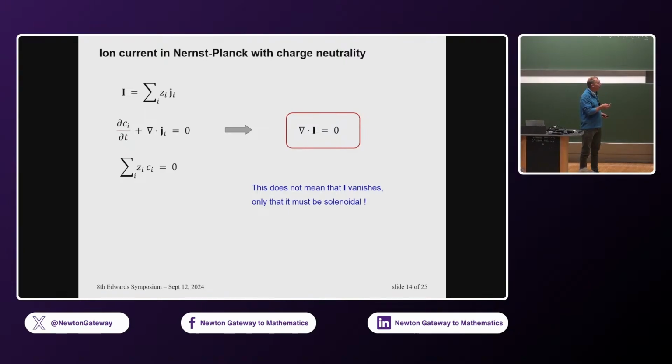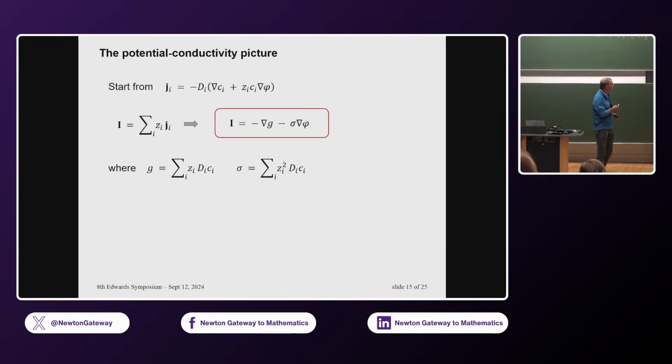We can construct the ion current. It's just a weighted sum of the individual ion fluxes. And then if we take the conservation laws and assume steady state on the time scale of the Debye time, we can impose charge neutrality, and we find that the ion current must be solenoidal. So it can't start and end anywhere. It has to go around in loops. That doesn't mean to say that it vanishes, and in fact it doesn't vanish in general. It vanishes in certain circumstances and in all the textbooks, but not in general.